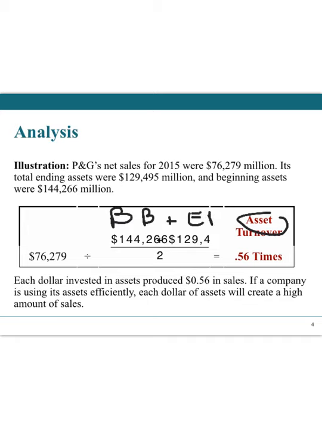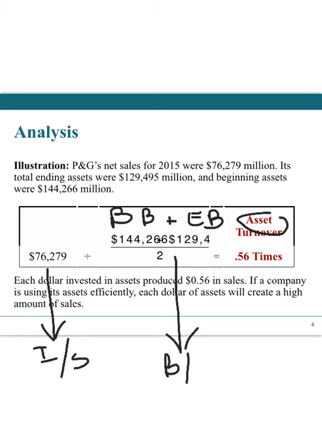And if you remember, in the other video I explained to you why we need to average in this case, because your sales are on the income statement, which is for the period. And then assets are on the balance sheet, which is only one date and time. That's why we were trying to average or stretch them out from the beginning of the period to the end of the period.